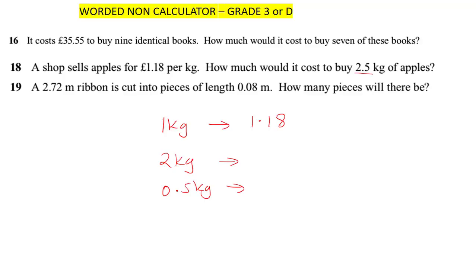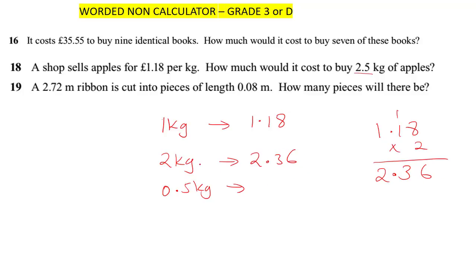Now, think about it. 1 kilogram is £1.18. So 2 kilograms is going to be double this number. So you just need to double that number. You times that number by 2. So if you times it by 2 using this other way of multiplying, 2 times 8 is 16, write 6 carry 1. 2 times 1 is 2 plus 1 becomes 3. And then 2 times 1 is basically 2. Remember to put the decimal point there. So that's going to be £2.36.